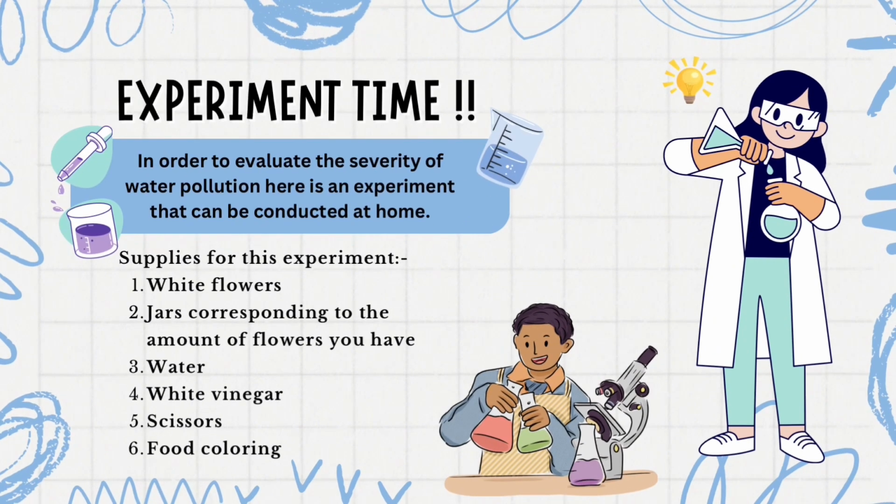In order to evaluate the severity of water pollution, here is an experiment that can be conducted at home. The supplies for this experiment include white flowers, jars, water, white vinegar, scissors, and food coloring.